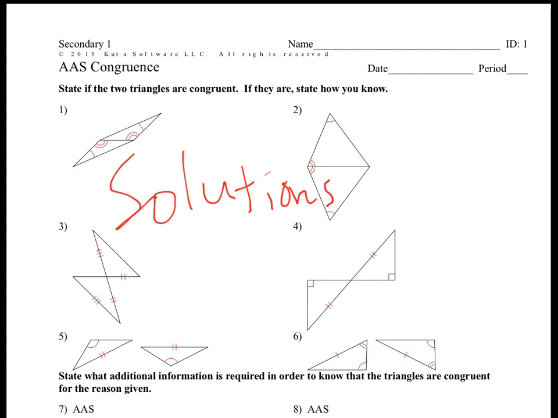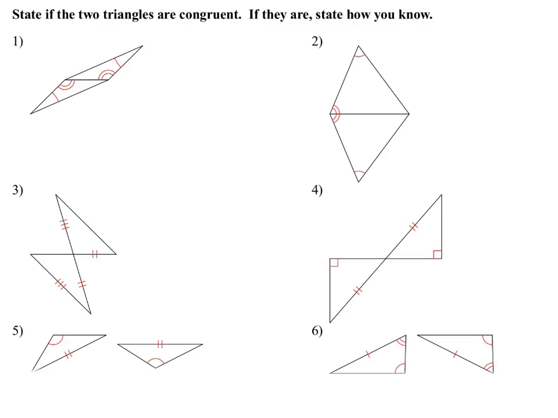Alright, time for the solutions for the angle side congruence assignment. So on this first section, you're saying whether or not two triangles are congruent, whether you have a guarantee of congruence, and then how you know.